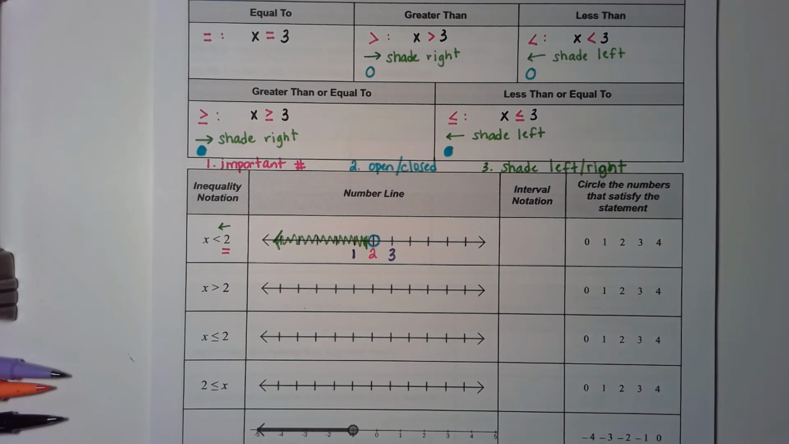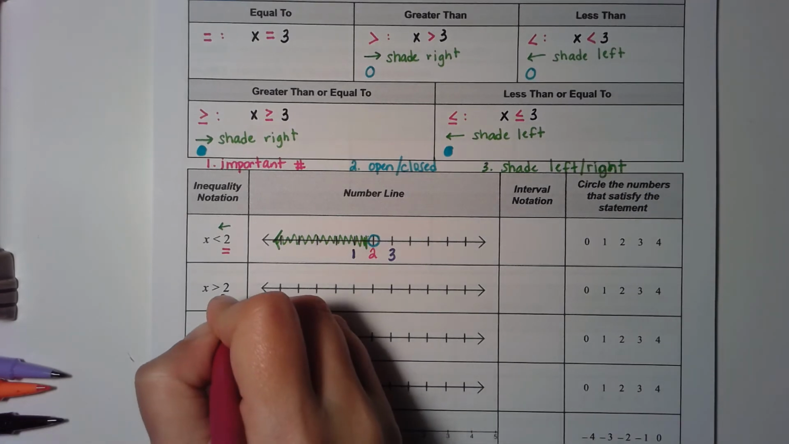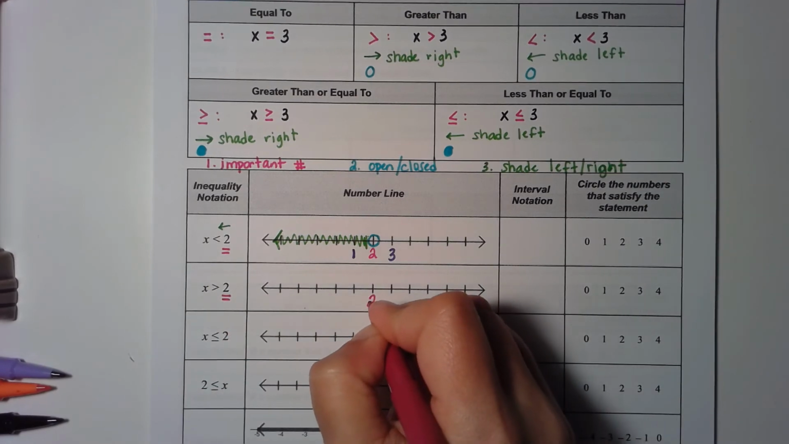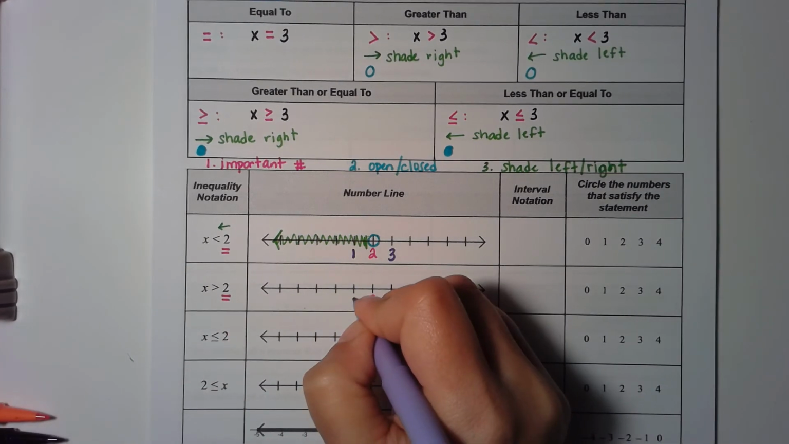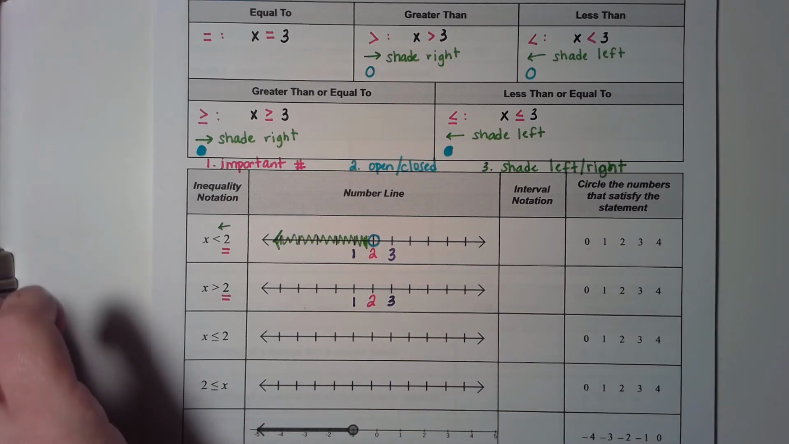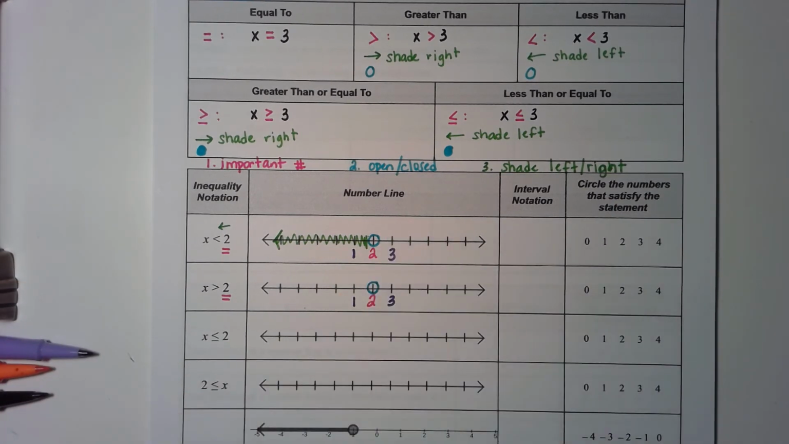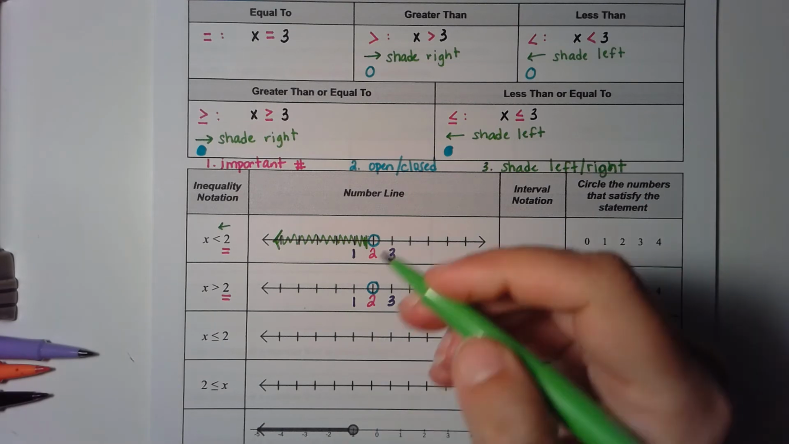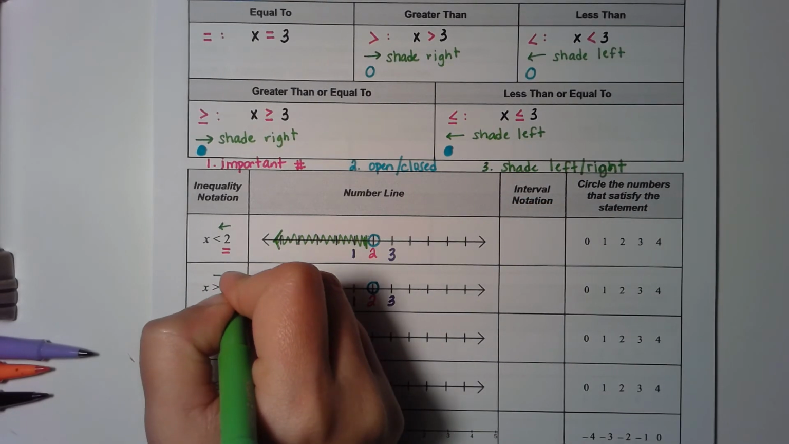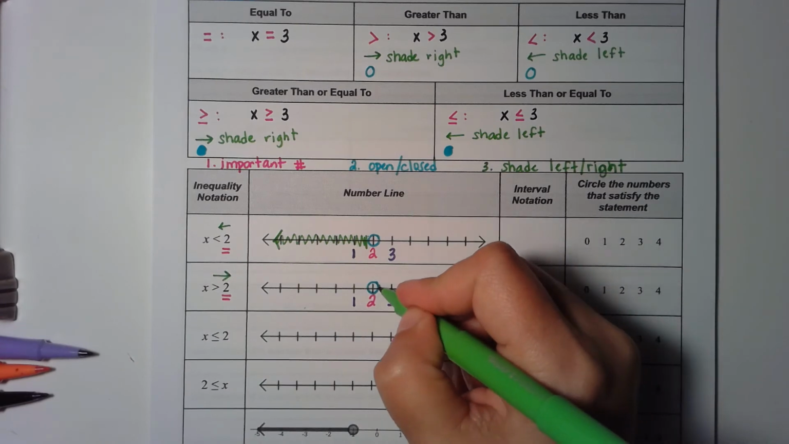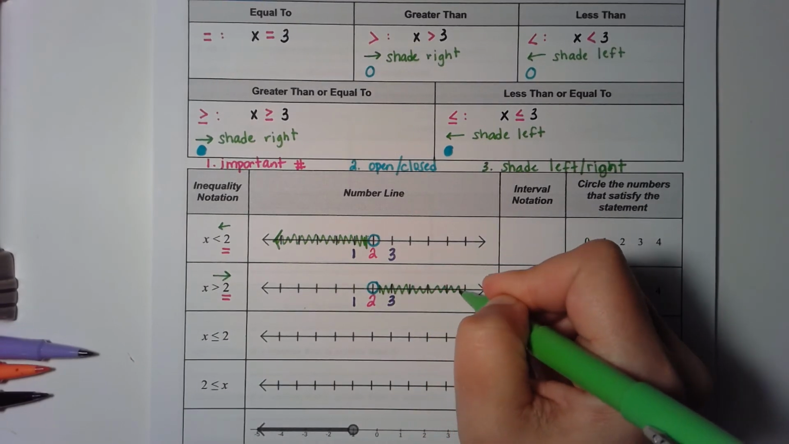Next, let's try x is greater than 2. Again, the important number here would be the number 2. So I'm going to label the number 2, and then I'm going to do one number that's smaller, so 1, and one number that's bigger, so 3. In this case, I'm going to use an open circle again because there's no little underline, there's no equal to, but I'm going to shade to the right this time because this greater than means shade to the right.